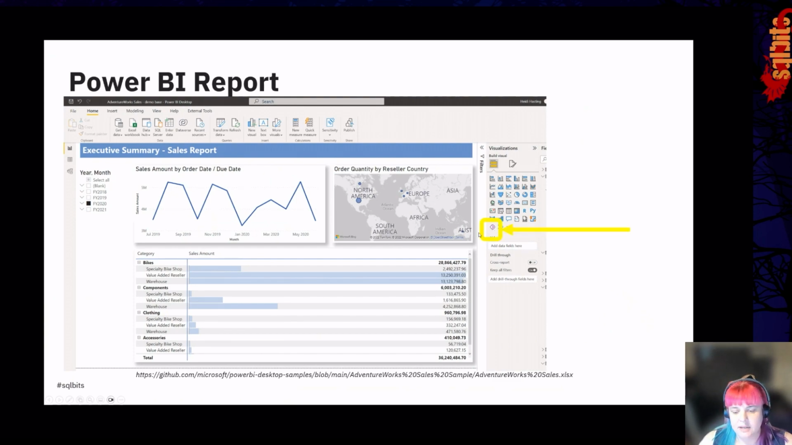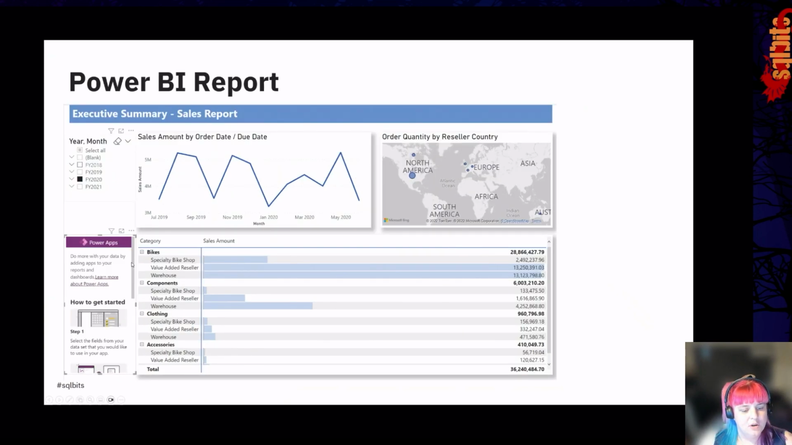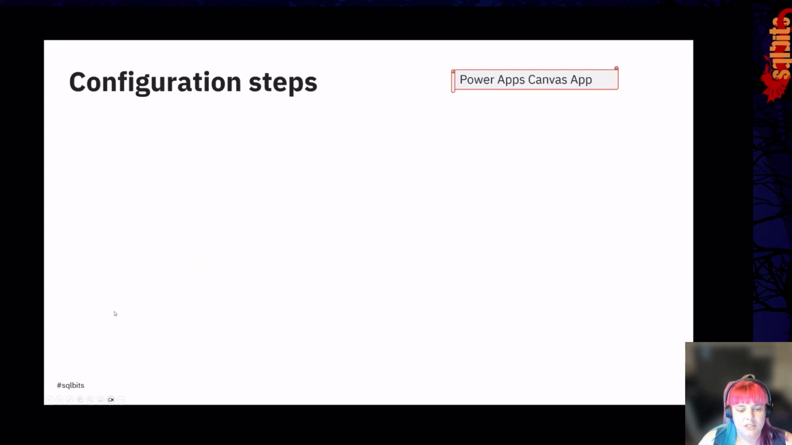Now that may be really little on the giant screen. So you're going to see in the visuals pane a Power Apps icon. When we add that to our report canvas, we get the ability to integrate Power Apps with Power BI. But the first thing you're going to want to do is configure it. So just dropping it on the canvas kind of does nothing. We then have our configuration steps.